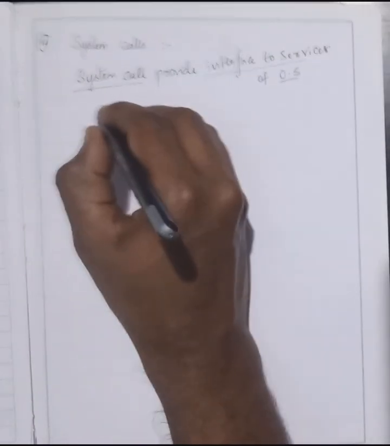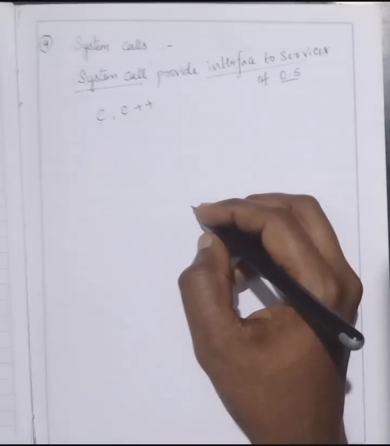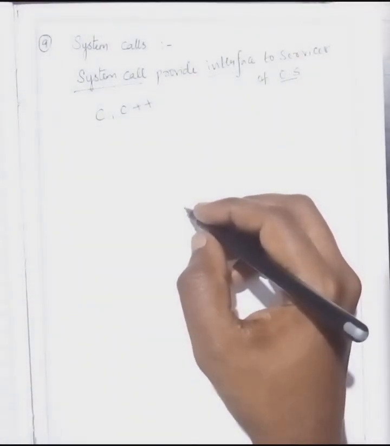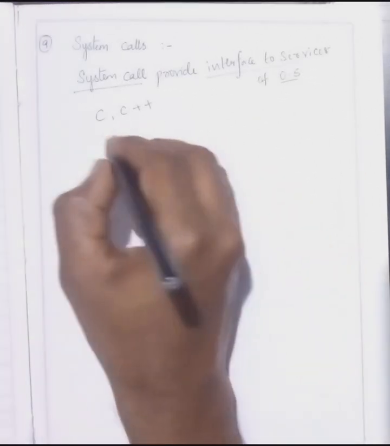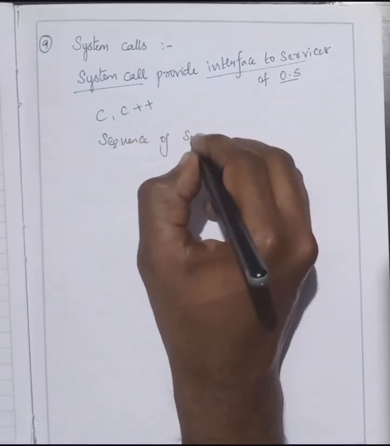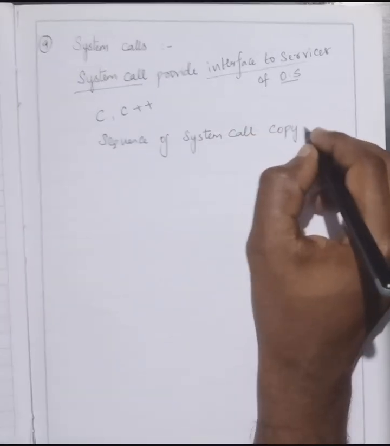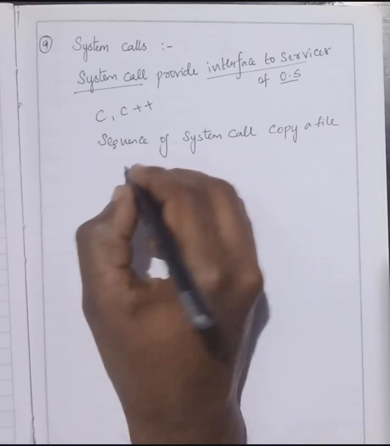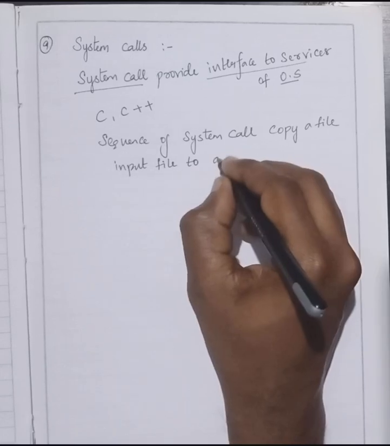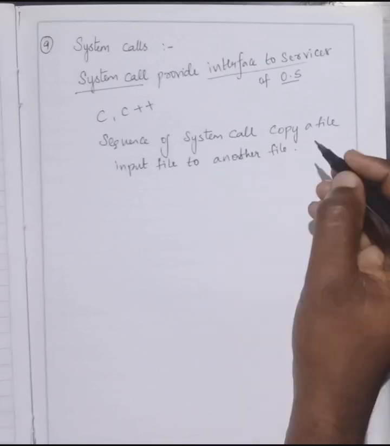These are most probably written in C or C++ programs. Now we'll take one small example and check how exactly the sequence of system calls happens for copying a file. You want to copy a file's content from one input file to another output file. We'll see how exactly this is going to work.